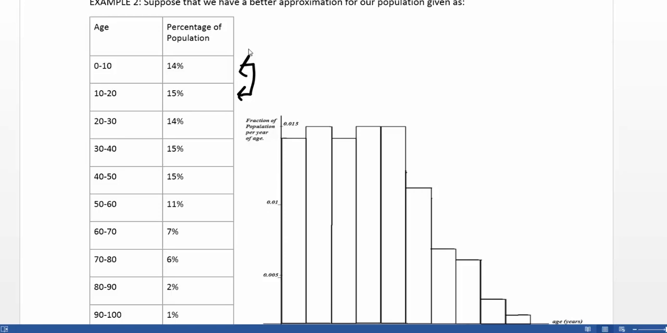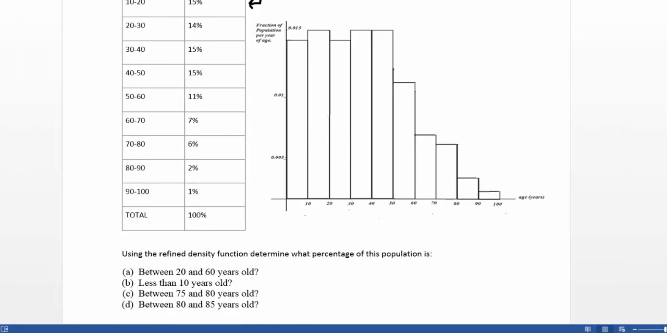So we're going to use this information to now answer the same questions to see if we have a better approximation. We'll also compare it to the answers we had in the first problem to see if anything changed. Using the refined density function, determine what percentage of the population is between 20 and 60 years old.